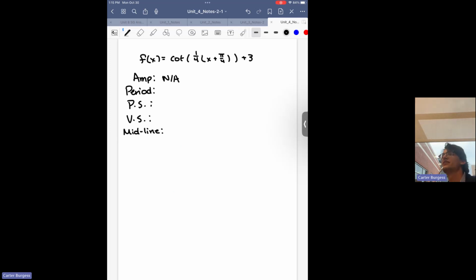What is the period for our cotangent function here? 4 pi. What is the standard period for tangent and cotangent? Pi. Dividing that by 1/4 is the same thing as multiplying by 4, so absolutely, it's 4 pi. What is our phase shift here? Negative pi over 4. Very good. Vertical shift up by 3, and then the midline, y equals 3. Very good.